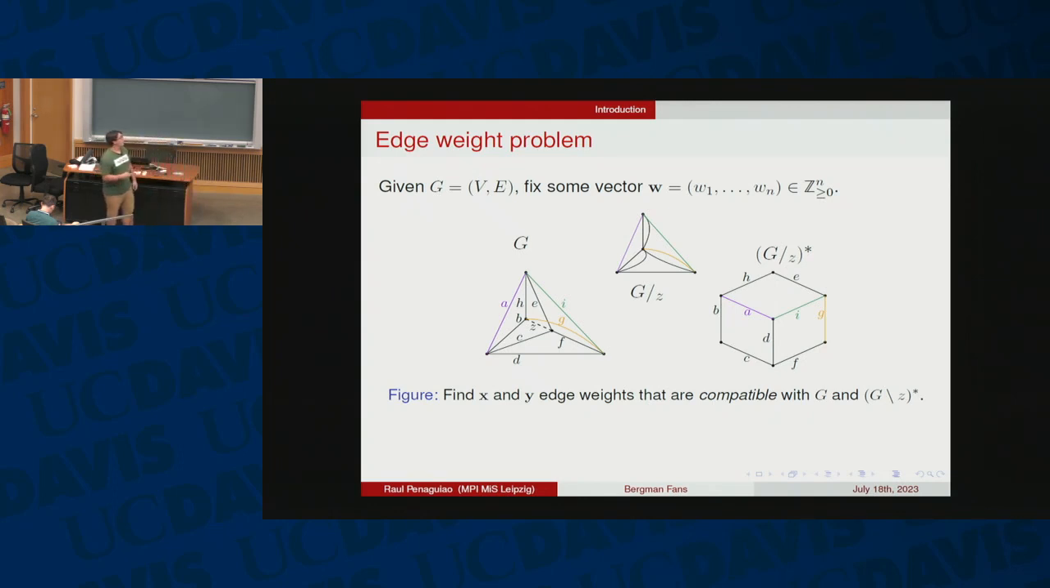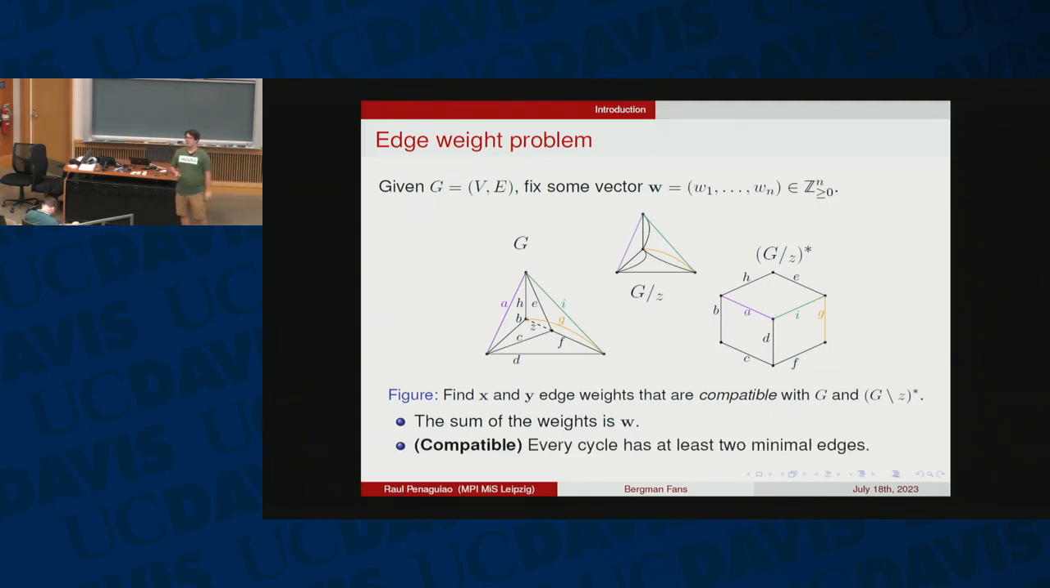OK? And we will require two things, the compatibility conditions. The first is that they sum to the vector W. Remember, the vector W has, it's not pictured here, but each entry of the W is associated to an edge of the graph G. And the second condition, which is the more combinatorial one, is that whenever you see a cycle, either on the graph G or in its contracted dual version, if it's in the graph G, that means that the weights of the edges that form this cycle attain a minimum twice. There's no unique minimum. And the same thing for the Y vector on the right side, on the right graph.